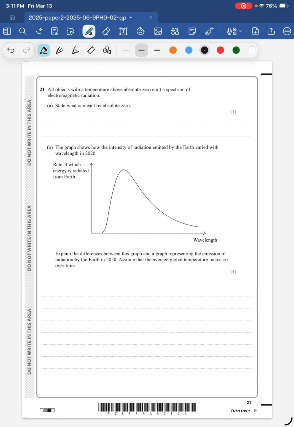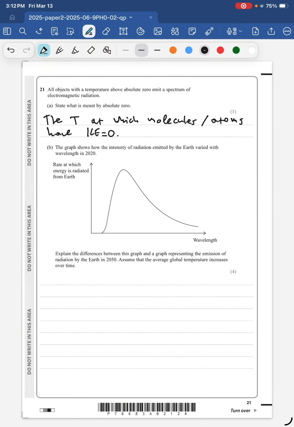21. All objects with a temperature above absolute zero emit a spectrum of electromagnetic radiation. State what is meant by absolute zero. It's the temperature at which molecules or atoms have a kinetic energy of zero. Okay, they stop moving.